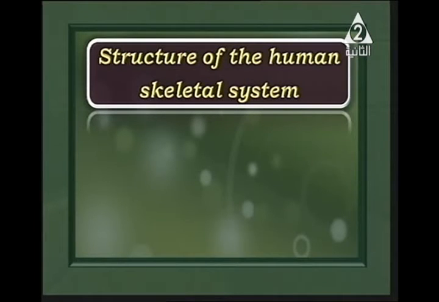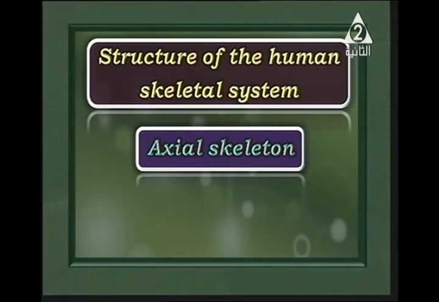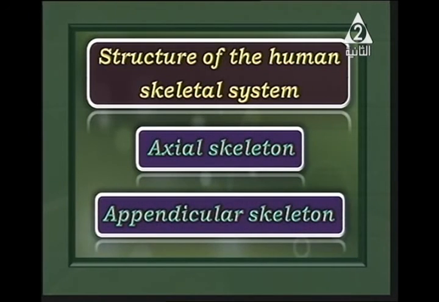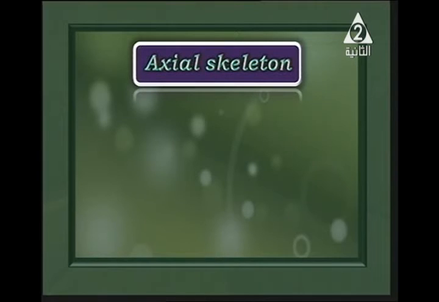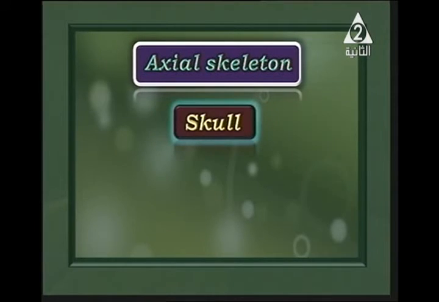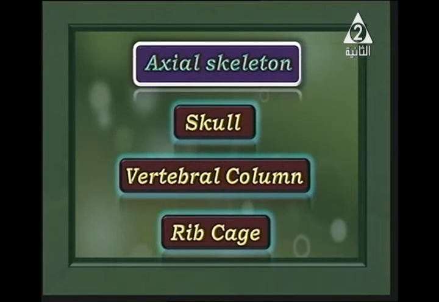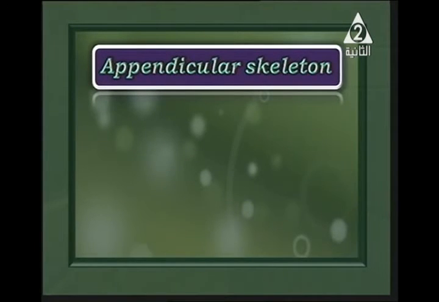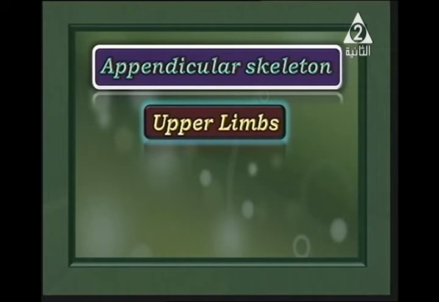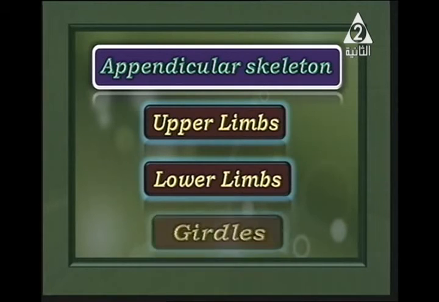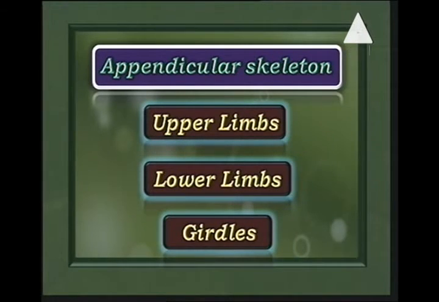Structure of the human skeletal system: axial skeleton and appendicular skeleton. We're going to study each part in detail. Well, starting with the axial skeleton, it consists of the skull, vertebral column or backbone, and rib cage or thoracic cage. While the appendicular skeleton consists of three parts only: upper limbs, lower limbs, and girdles, the pectoral and pelvic girdle.